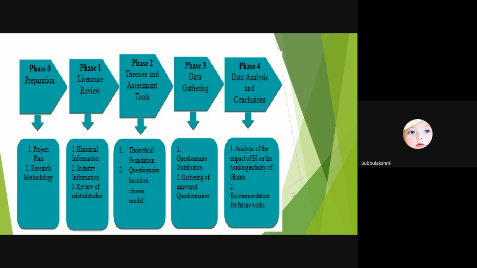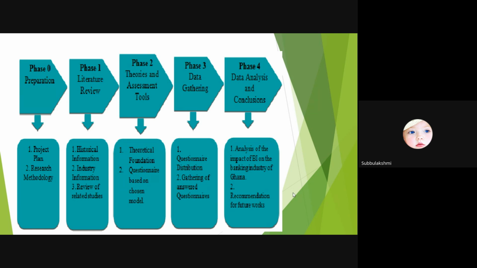So we categorize this under four phases. We start with phase 0. Phase 0 is nothing but preparation. We plan for the work, we go in for study of research methodology. So this doesn't come under the process of research. The next step is literature review. It may be historical information, industry information, or the review of related subjects, related studies. Next is theories and assessment tools, the theoretical foundation and the questionnaire based on the chosen model.